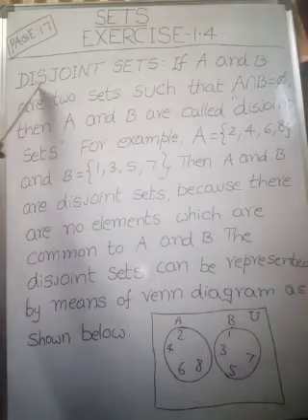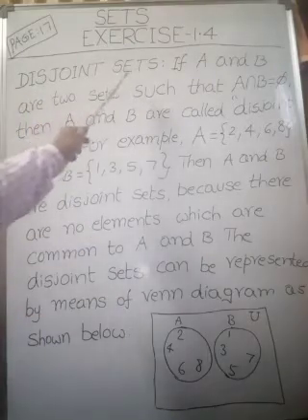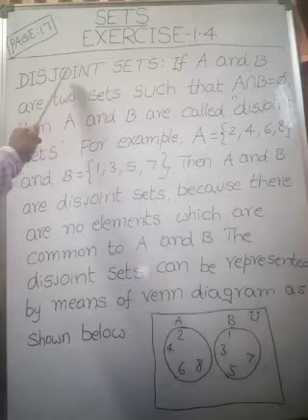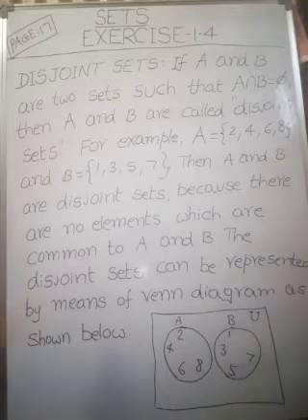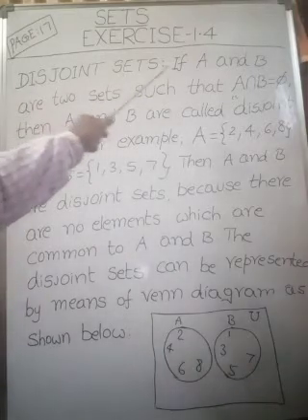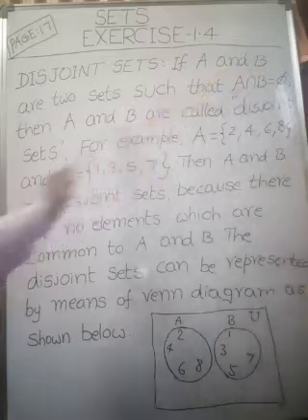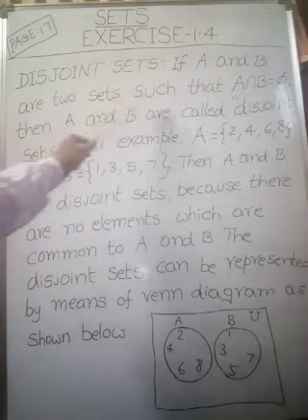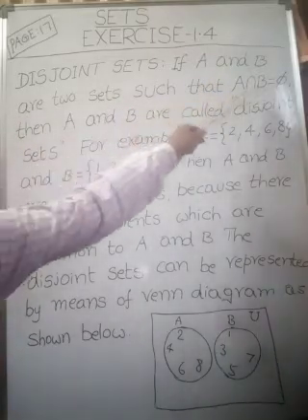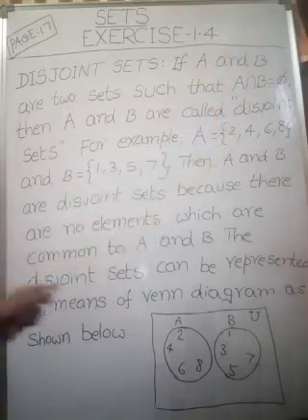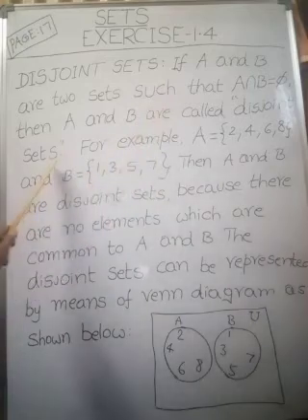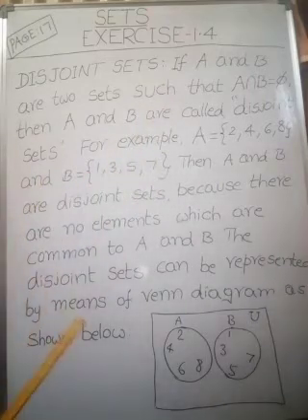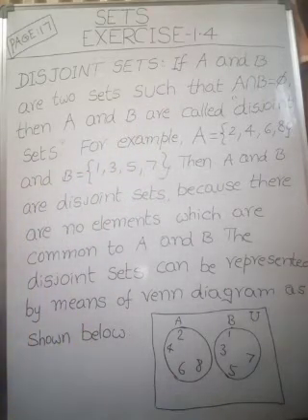Now come to the point, disjoint sets. This is one of the concepts in exercise 1.4. Disjoint sets: if A and B are two sets such that A intersection B is equal to the empty set, then A and B are called disjoint sets.